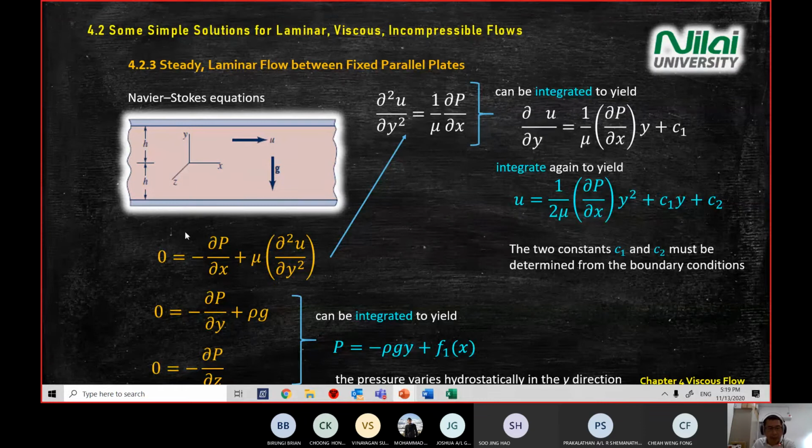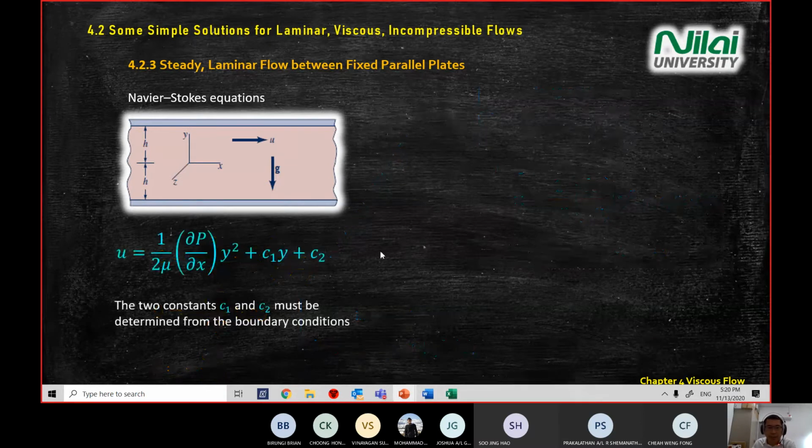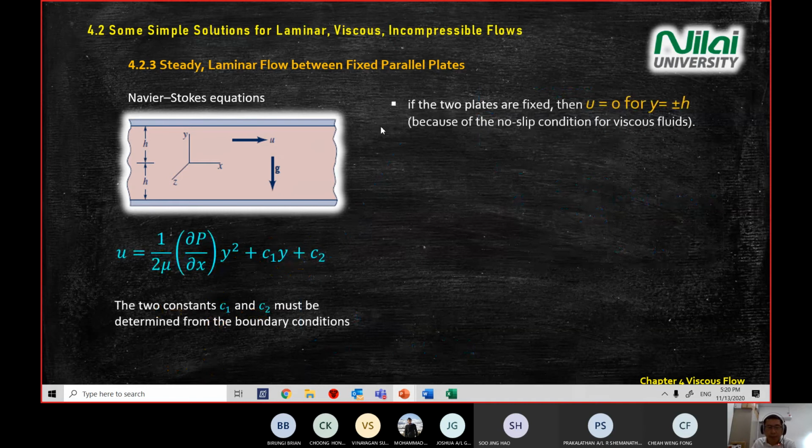Focusing on the pressure. However, for the x component, we rearrange, we get the u component equation. Integrate 2 times to get the u profile, the velocity profile inside the parallel plates here. And then we put in the boundary condition to find C1 and C2.